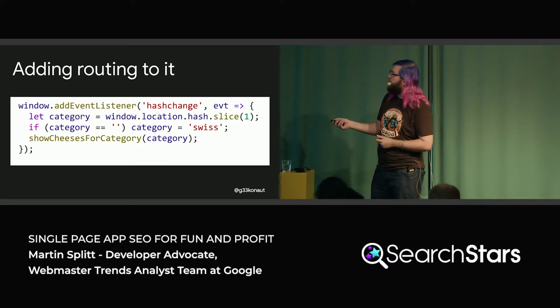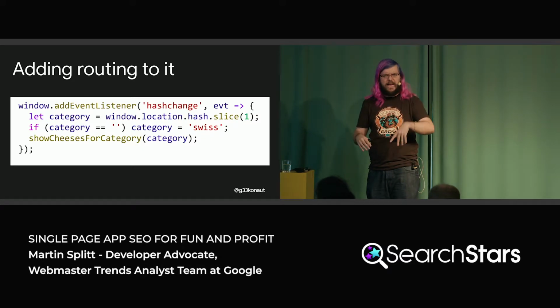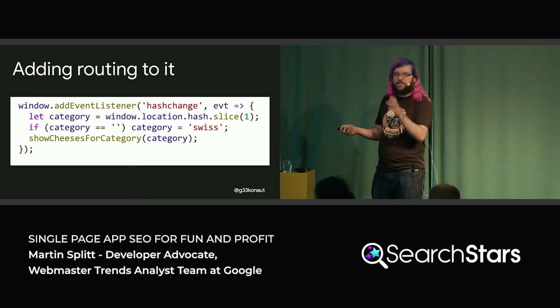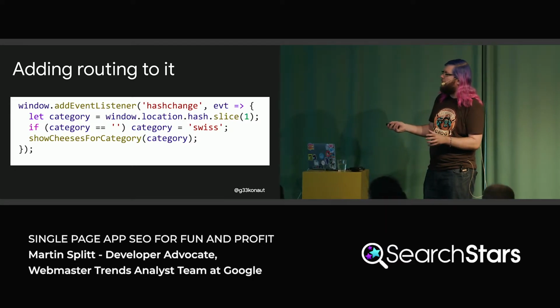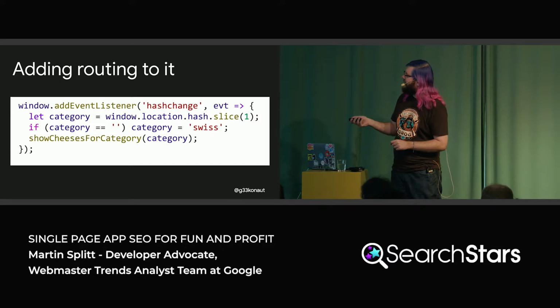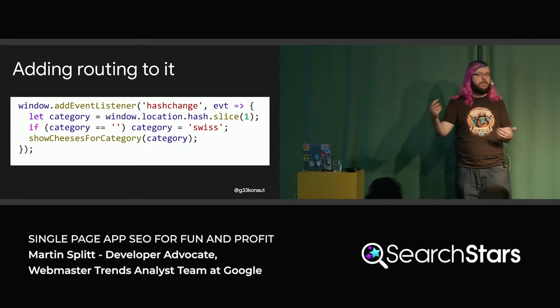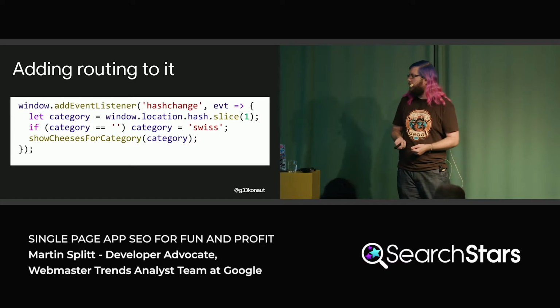So this code will be executed whenever the hash in the URL changes. And here what I'm doing is slicing off the hash: we have hash Swiss, right? I don't want this hash, so I take that out, and then I have a category. If I'm going to just the main page, I don't have a category, so I just default to the right kind of cheese. That didn't get as many laughs as I hoped for, but that's okay. So I go to Swiss cheese by default, and then I show the cheeses for the category, which loads this JSON file and then creates the templates and fills them in for the cheeses from that category.